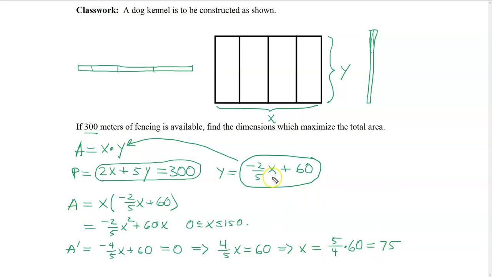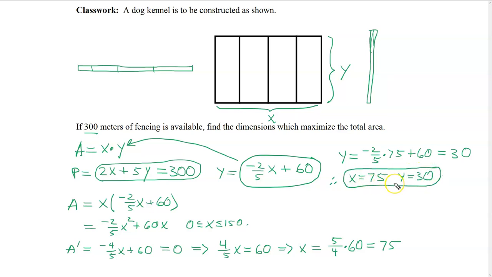Then to find what y is, you just have to substitute 75 in here for x, and you'll get y. So then y will be negative 2/5 times 75 plus 60, and so that comes out to be 30. And so therefore, we found that x should be 75 and y should be 30. So those are the dimensions that we should build this enclosure using 300 meters of fencing in order to maximize the internal area.